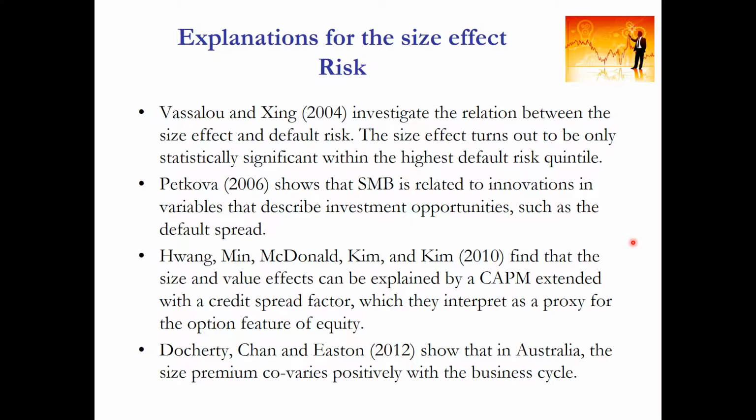Similarly, there have been a whole lot of studies that have shown that the size premium tends to vary with the business cycle. That is, small firms tend to do well when the economy is doing reasonably well and tend to do poorly when the economy is not doing very well. And this procyclical variation with the business cycle indicates that the small firm effect may be a compensation for some sort of economic risk.